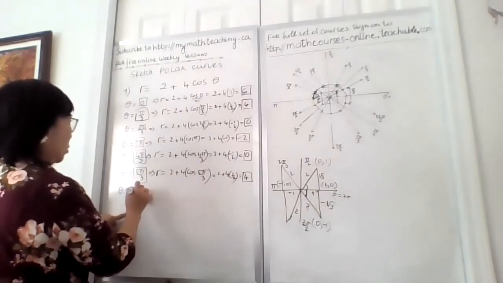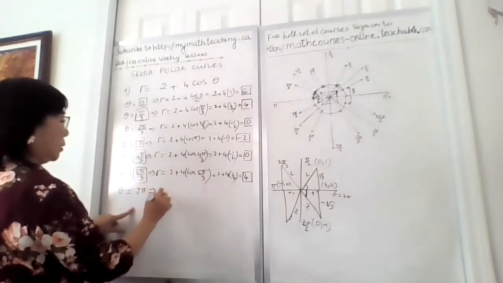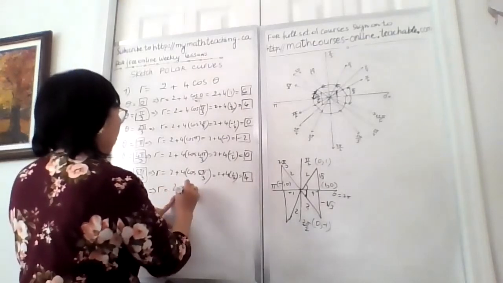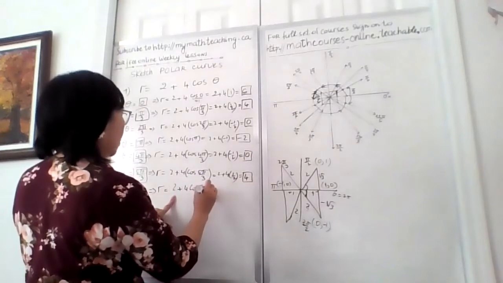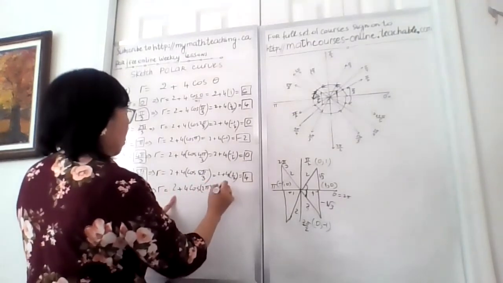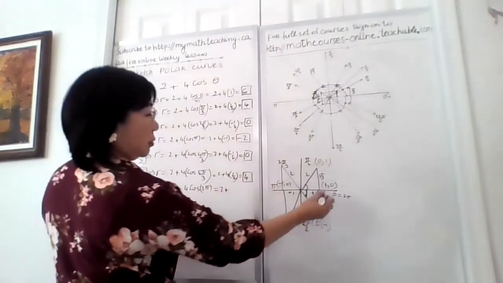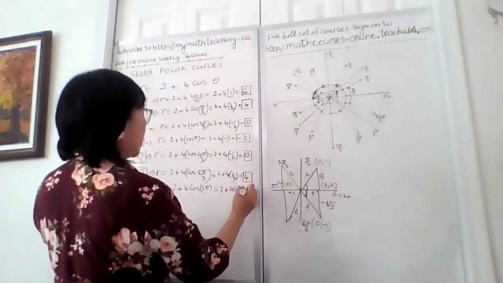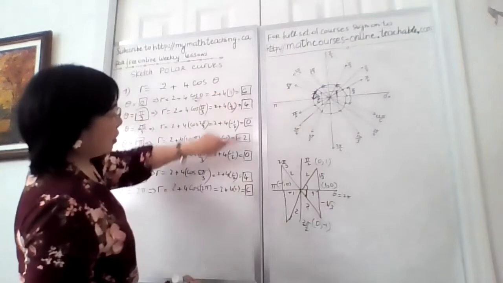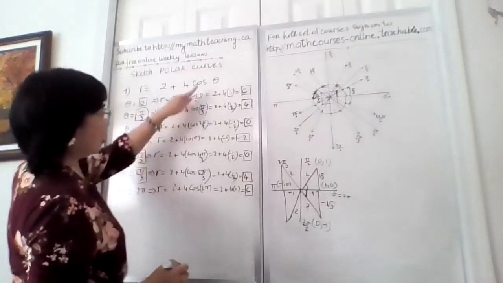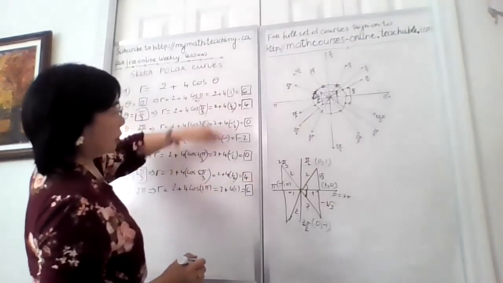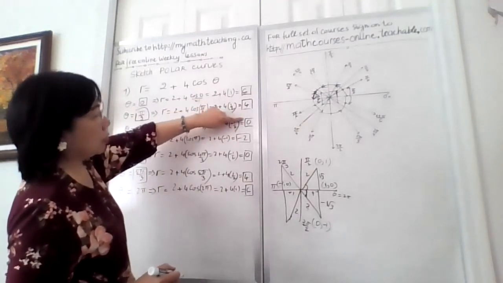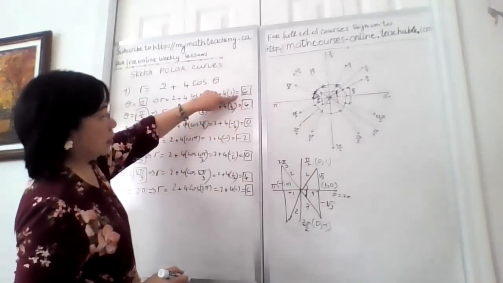Now, if theta equals pi, what happened? r will be equal to 2 plus 4 times cos of 2 pi, and cos of 2 pi is 1, right? So 4 times 1, so that equals 6. Now you can see that these look like mirror coordinates as well, right? So you have 0, then 4, 6.